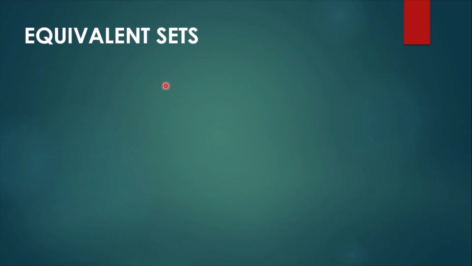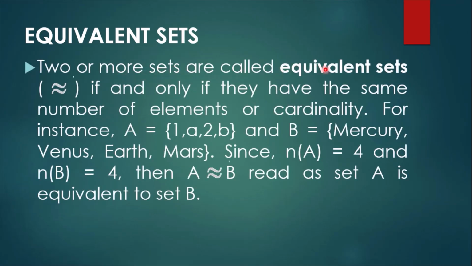Next, equivalent sets. Two or more sets are called equivalent sets if and only if they have the same number of elements, or cardinality. So, they must have the same number of elements. For example, 1, A, 2, B are the elements of set A. Mercury, Venus, Earth, Mars are the elements of set B. Now, the cardinality of A is 4 because we have 4 elements. The cardinality of B is also 4. Then, we say that set A is equivalent to B because they have the same number of elements. That is what we call equivalent sets.